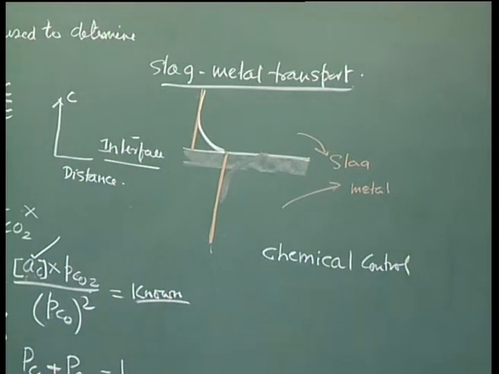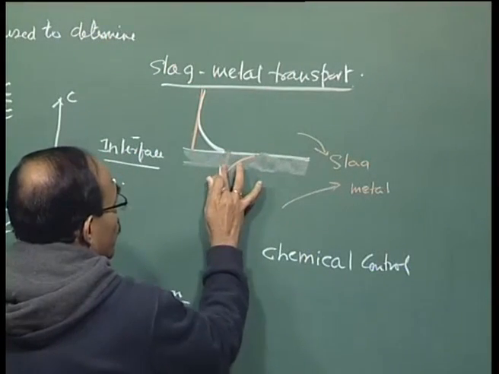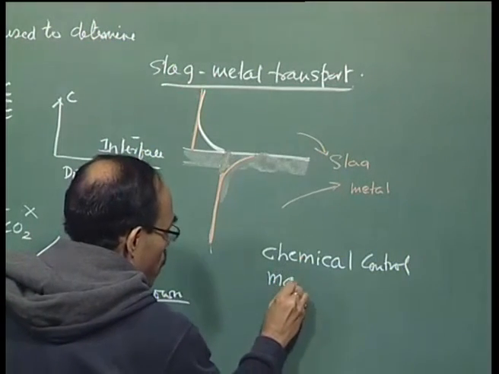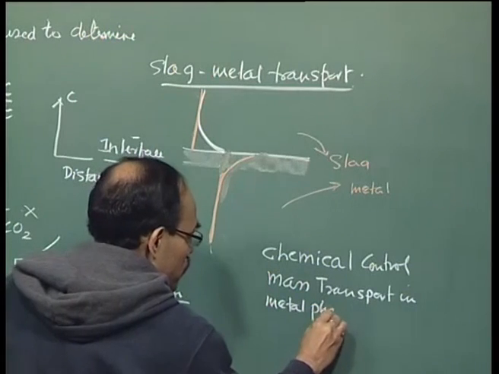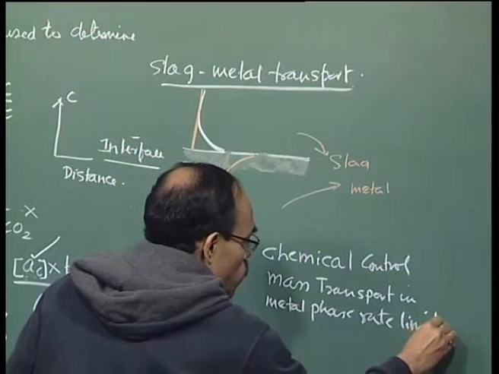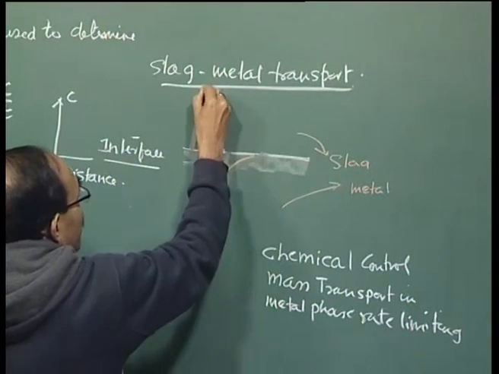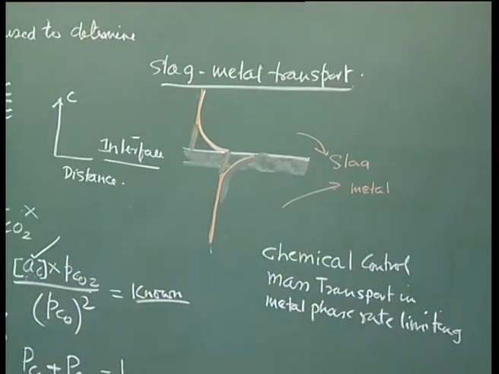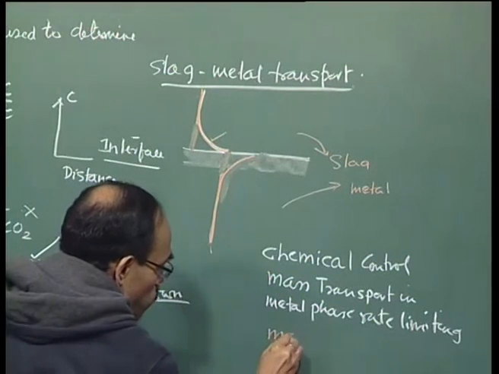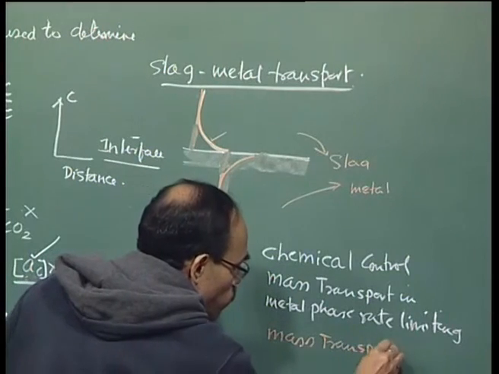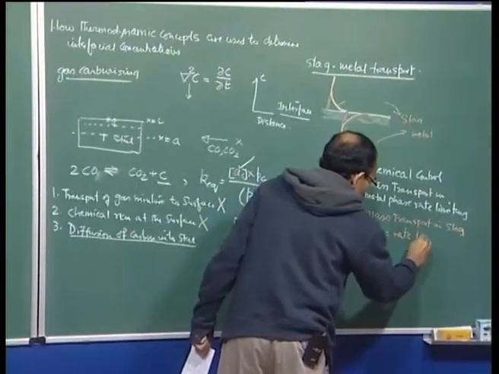On the other hand, if I say that mass transport is rate limiting in the metal phase, I will say that this goes like this. This is case 2, which I would say is mass transport in metal phase rate limiting, and if I say that this is also like this, that the line goes like this, then I would say this is also a case of mixed transport control. I would say this essentially represents mass transport in slag phase rate limiting.